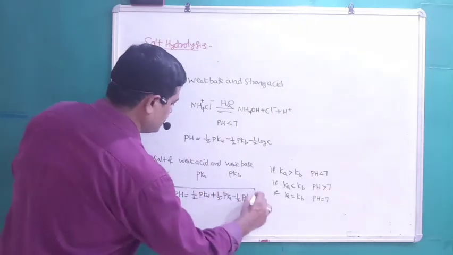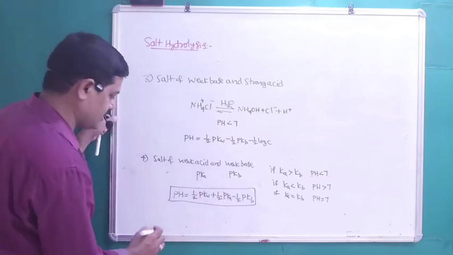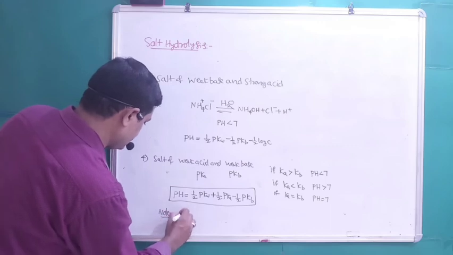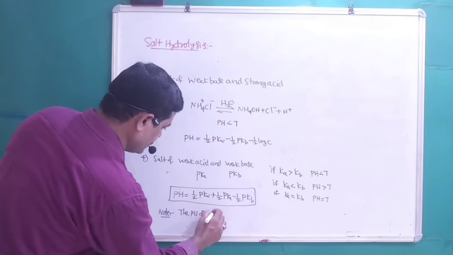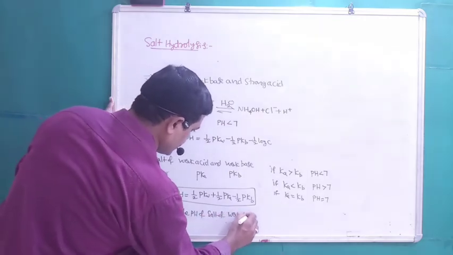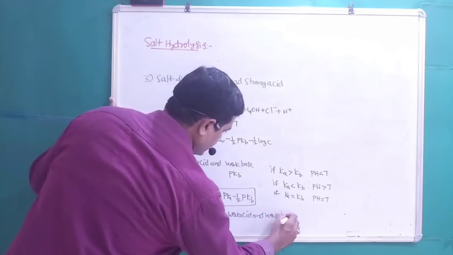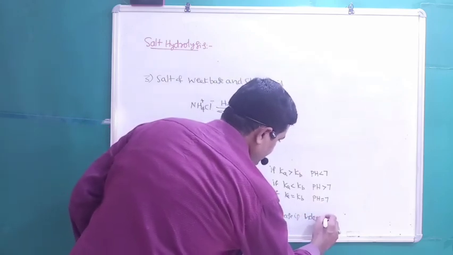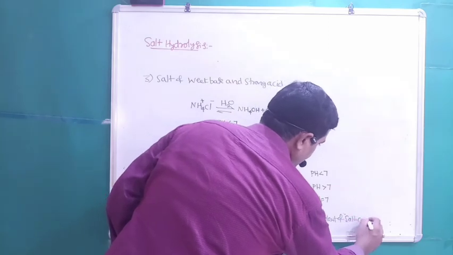In this formula, there is no concentration of the salt; the C term is not present. So we can write that the pH of a salt of weak acid and weak base is independent of salt concentration.